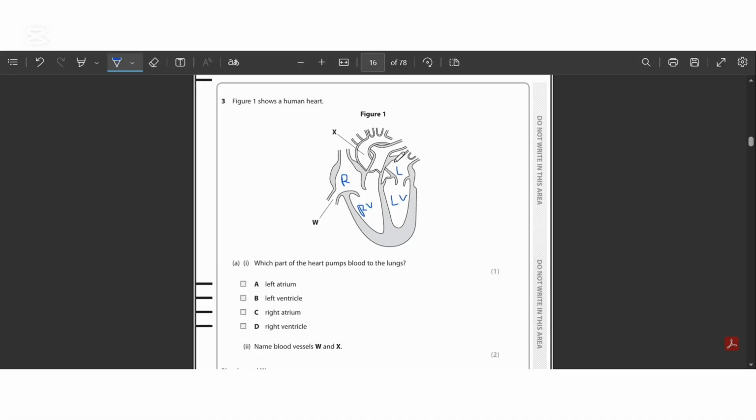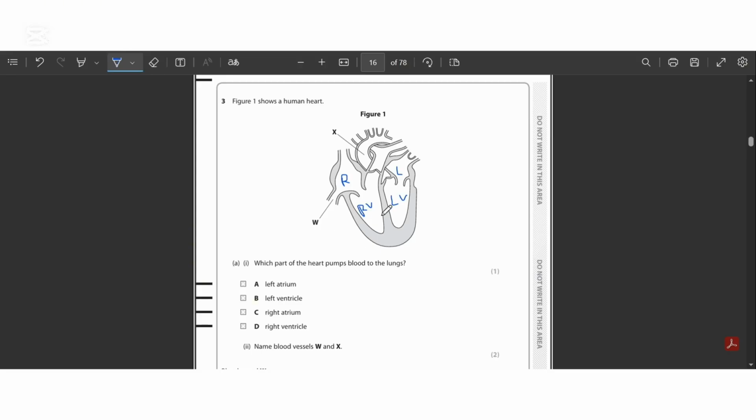Then from the lungs, the blood is going to enter through the left atrium. Then it is going to be transferred to the left ventricle, and from the left ventricle it is going to pass through the aorta, which is this part. It is the largest blood vessel of the body, and from the aorta it is going to be transferred to the different parts of the body.